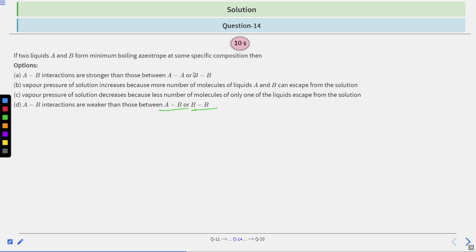So you have to select the correct one, and keep in mind that A and B are two liquids forming minimum boiling azeotropes. And one more hint: minimum boiling azeotrope and positive or negative deviation from Raoult's law. Okay, so you have 10 seconds to solve this question. After that, we will see the answer.